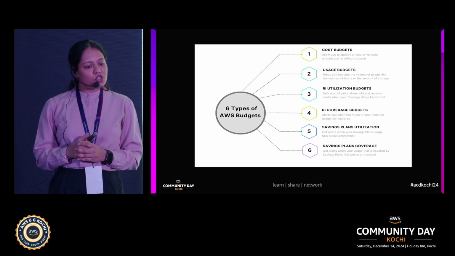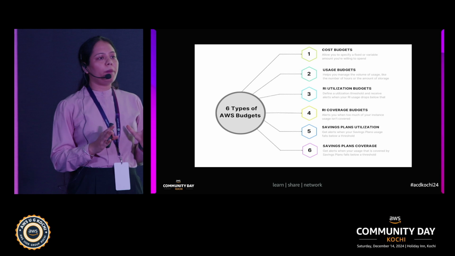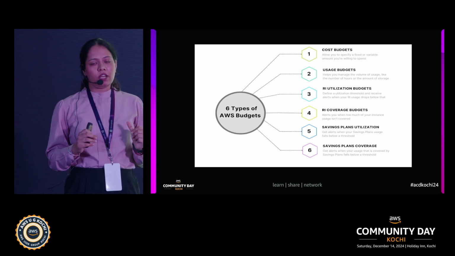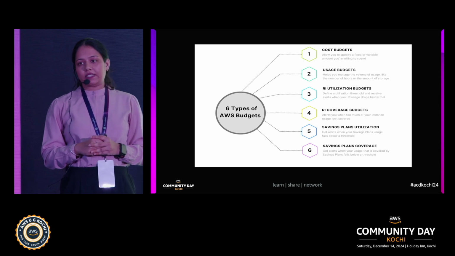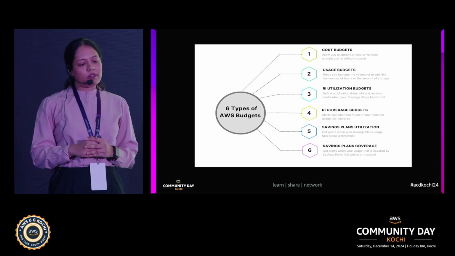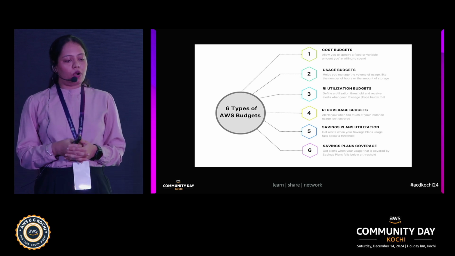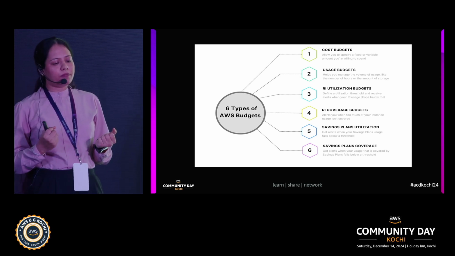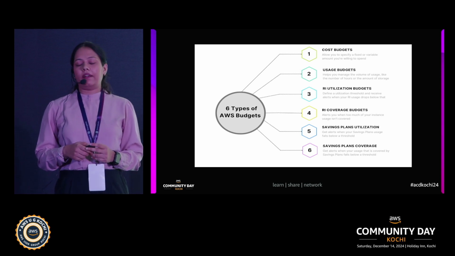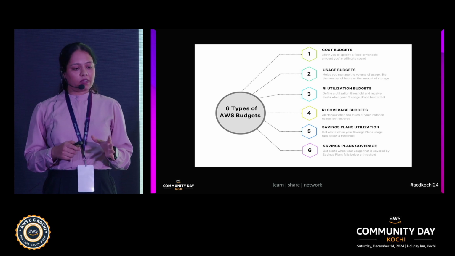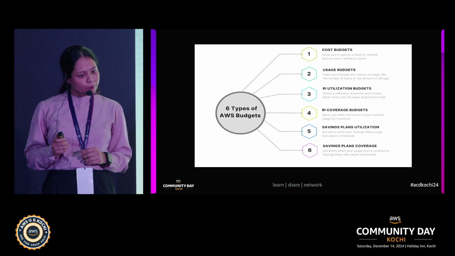Then RI utilization budget, that will be reserved instance. So you have reserved the instances for being used for, let's say, more than 3 years. So you can create a budget accordingly. Then we have RI coverage budget. Again, it's a type of reserved instance where you can create the budget depending upon how you want your instances to be covered. Then we have savings plan utilization and savings plan coverage budget. This will be like a more discounted one, and it will depend upon how you want to save in terms of your instances that you have reserved.